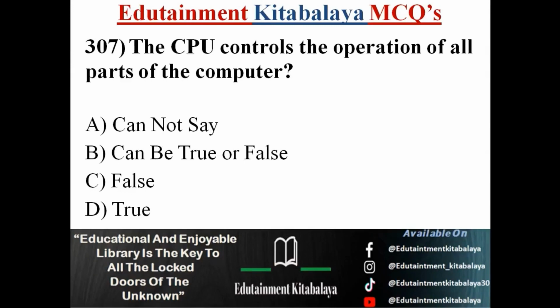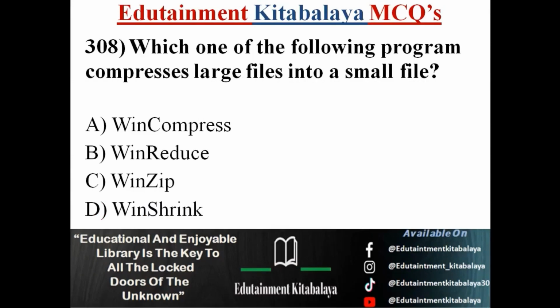Number 307. The CPU controls the operation of all parts of the computer? A. Cannot say. B. Can be true or false. C. False. D. True. Correct answer is D. True. Question number 308. Which one of the following program compresses large files into a small file? A. WinCompress. B. WinReduce. C. WinZip. D. WinShrink. Correct answer is C.